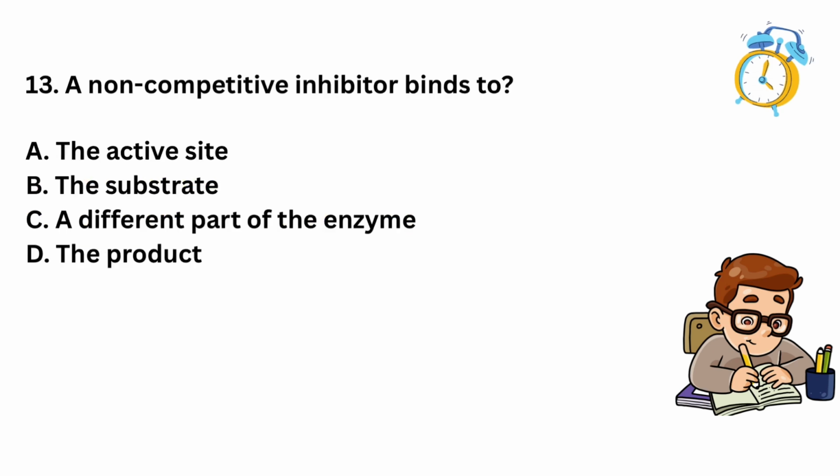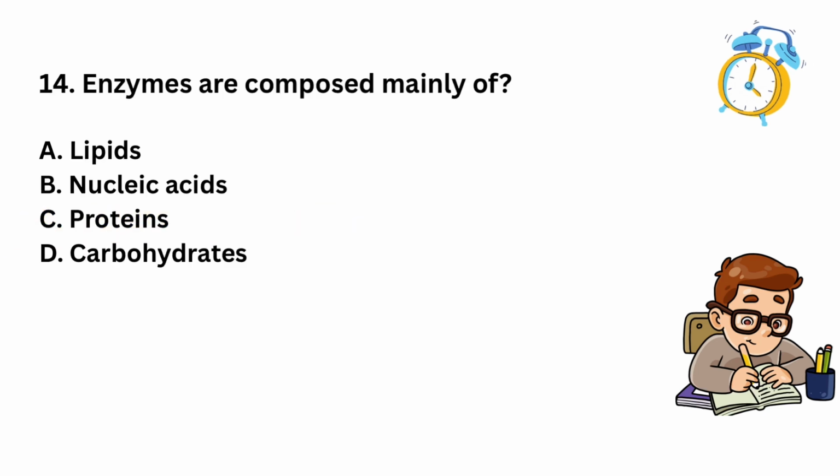A non-competitive inhibitor binds to. And the answer is a different part of the enzyme. Question number 14 says, enzymes are composed mainly of. The answer is C, proteins.